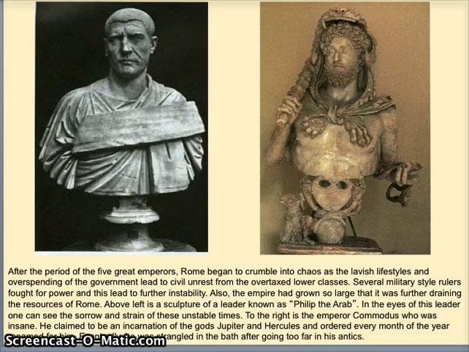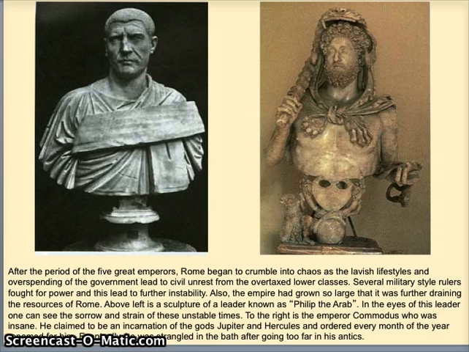Now, after the period of the 5 great emperors, Rome began to crumble into chaos, as the lavish lifestyles and overspending of the government led to civil unrest from the overtaxed lower classes. Several military-style rulers fought for power, and this led to further instability. Also, you know, the empire had grown so large that it was further draining the resources of Rome. It was just too big to keep up with. Above left is a sculpture of a leader known as Philip the Arab. In the eyes of this sculpture, you can really see the sorrow and strain of these unstable times.